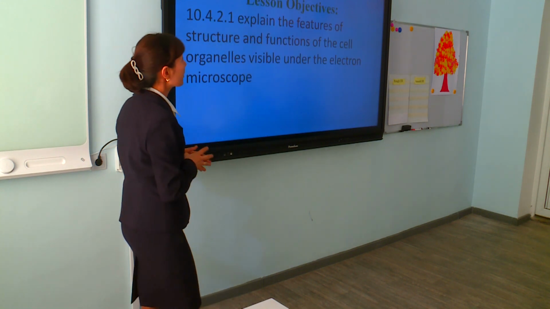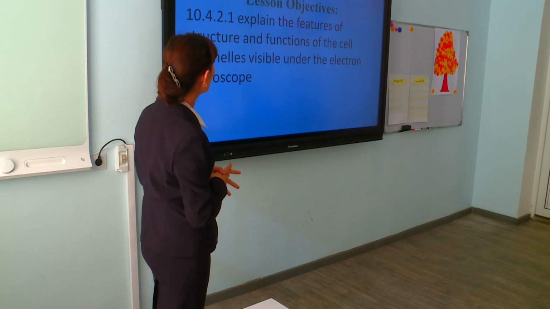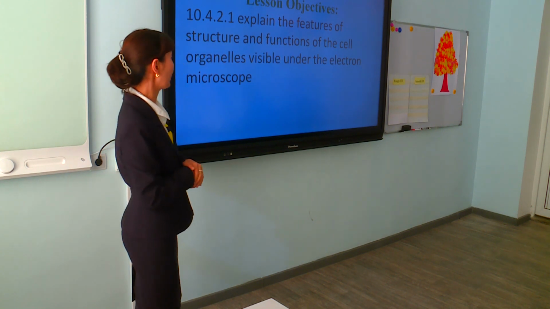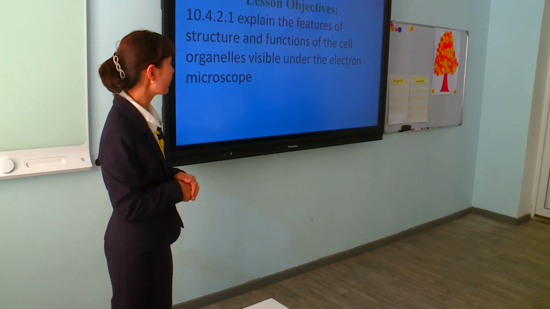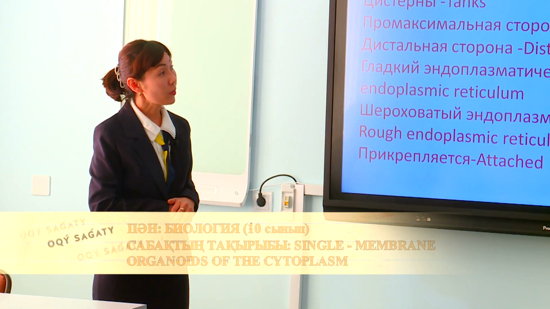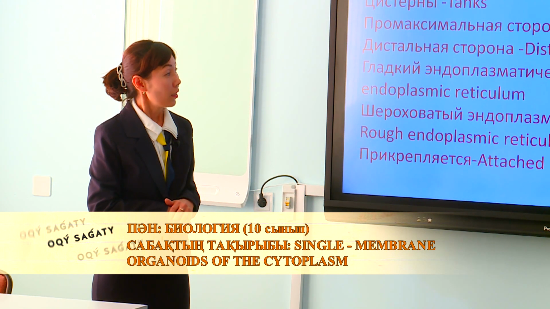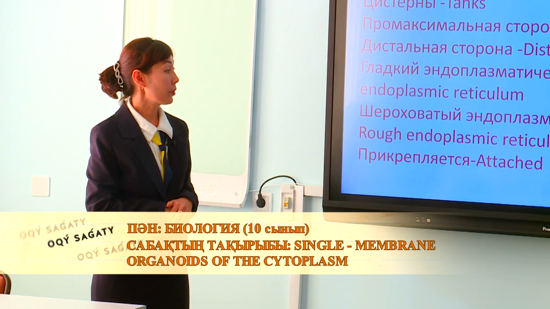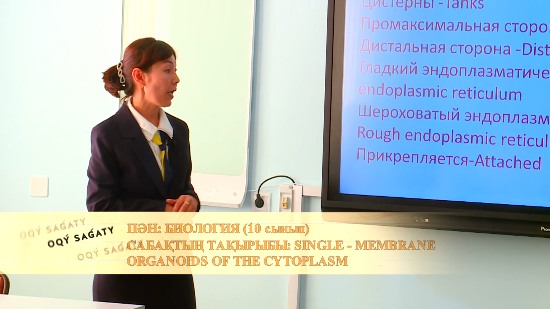Today we have the lesson objectives. Explain the features of structure and functions of a cell, organelles visible under the electron microscope. Explain the new terms: tanks, proximal site, distal site, smooth endoplasmic reticulum, rough endoplasmic reticulum, and attached.